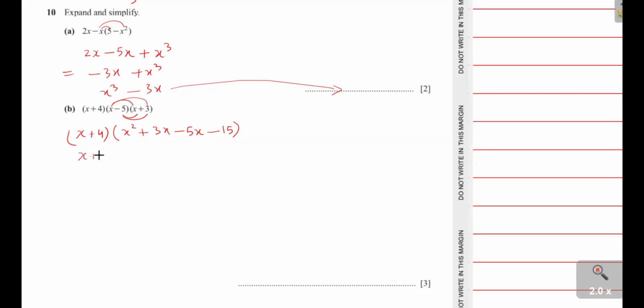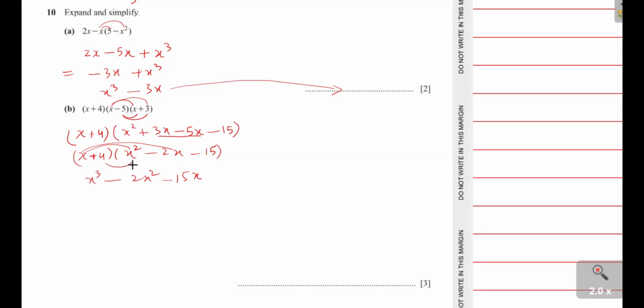And therefore, we can write x plus 4 into x squared plus 3x minus 5x, this equal to minus 2x. And minus 15 we write as it is. Next, we will multiply this expression by x. Therefore, we write x into x square is x cube, then x into minus 2x, it becomes minus 2x square. Then x into minus 15, it becomes minus 15x.